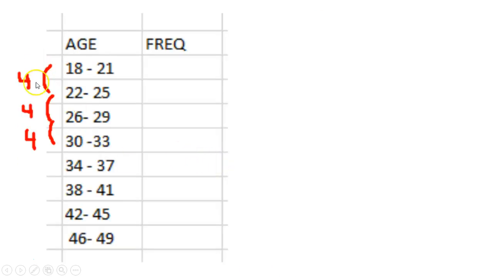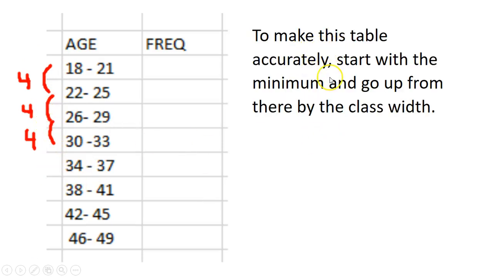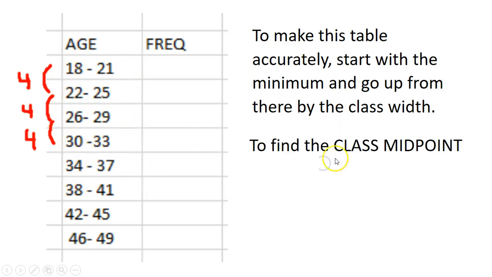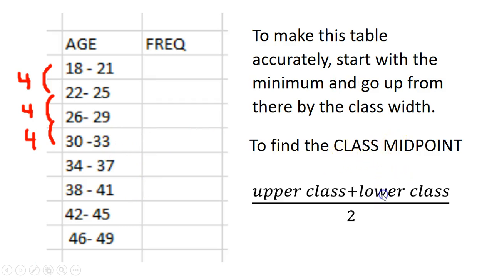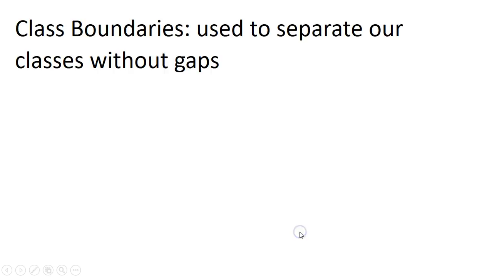So now frequencies. All right. So notice there is a width of 4 between each of them. Right. They're all the same width. To make this table accurately, you start with the minimum and go up 4 from there each time. So notice up 4, up 4, up 4. Even this is up 4, up 4, up 4 each time. To find the class midpoint, right? You take the upper class and the lower class and then add them up and divide by 2. So class boundaries, all right, what those are, used to separate our classes without gaps.